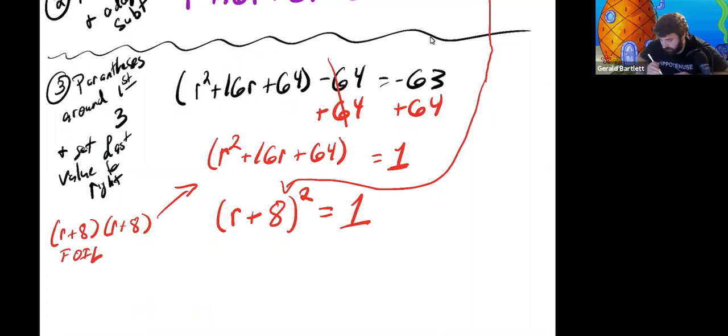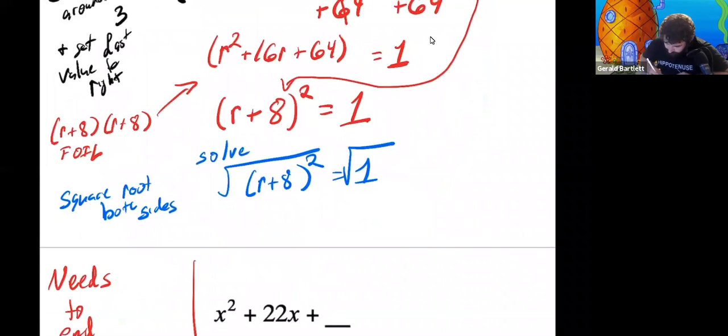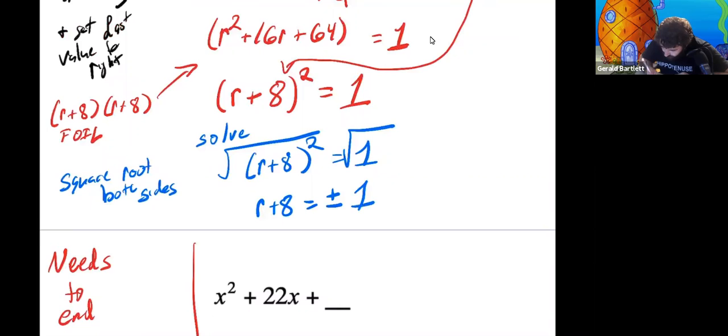So to finish this equation off, to solve it, we are going to go ahead and square root. So I've got r plus 8 squared equals 1. We're going to square root both sides. That gives me r plus 8 equals positive or negative, we call that plus or minus, 1.